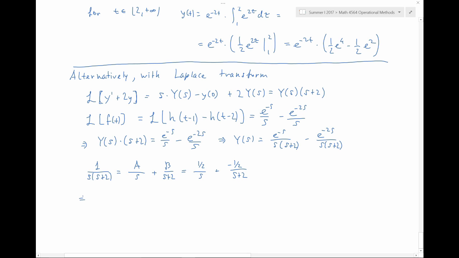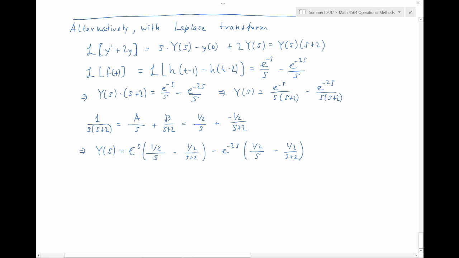And as a result, y of s can be written as e to the minus s times 1/2 over s minus 1/2 over s plus 2, minus e to the minus 2s times the same thing. The inverse Laplace transform is now easy to find with the shifting theorem.